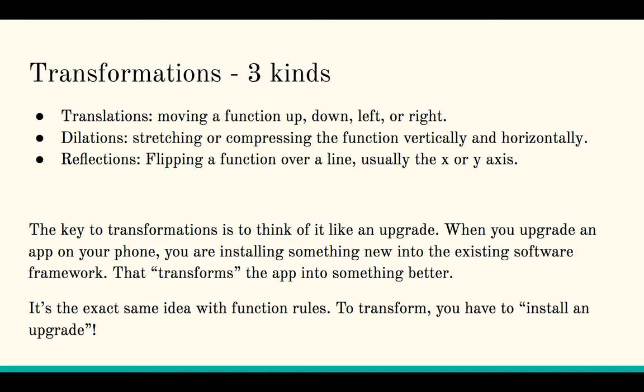Now, the key to transformations is you have to think of this like an upgrade. So when you upgrade an app on your phone, you're installing something new into the existing software framework. That's what transforms the app into something better. It's not that you totally uninstall the app and then reinstall. Anytime you upgrade software, be it system software on a computer or an app on a phone, you are installing a chunk of something new into the existing software so that it can transform it. And that's exactly the same idea with function rules. When we go to transform them, we're going to install an upgrade.